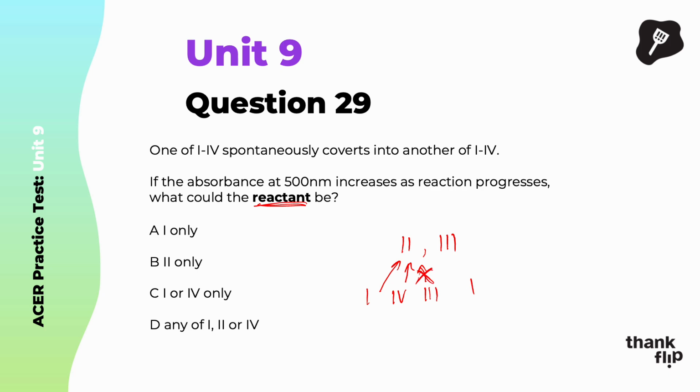But you could have compound 1 turn into compound 3. You could have compound 2 also turn into compound 3, which would result in that peak becoming a little bit higher. And you could also have compound 4 turn into compound 3, right? So the reactant could be any one of these three. It can't be compound 3 because if it turns into anything else, the peak at 500 will either decrease or disappear. So out of the 4 options, the only one that can't be the reactant is compound 3. And therefore, D is the correct answer.